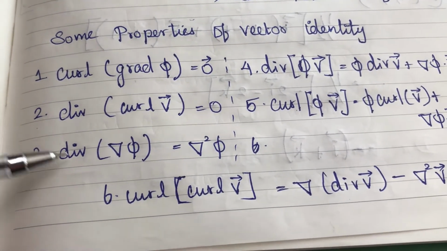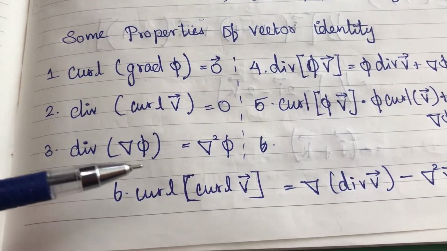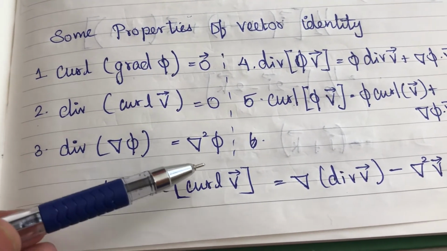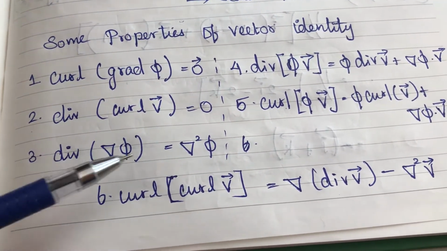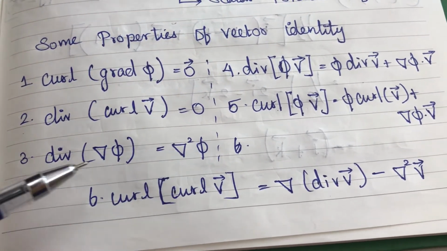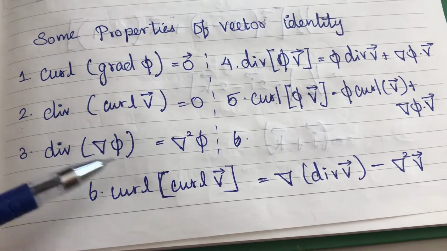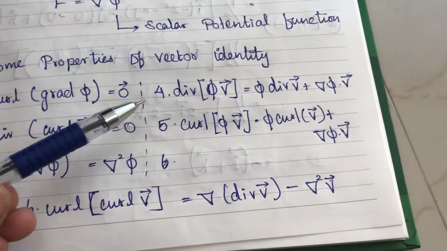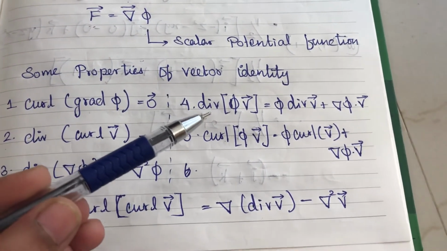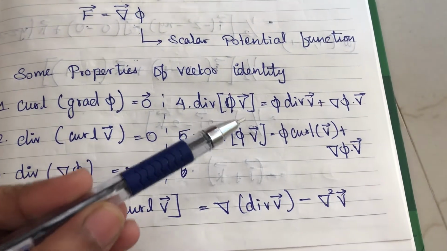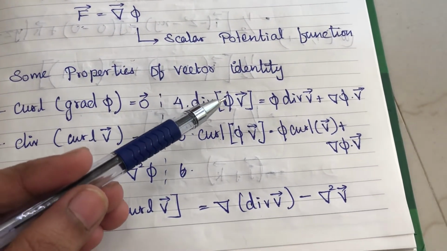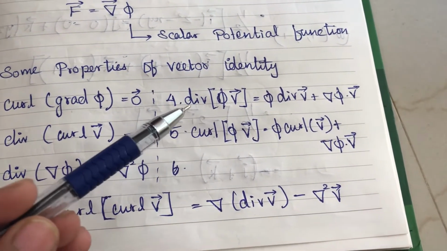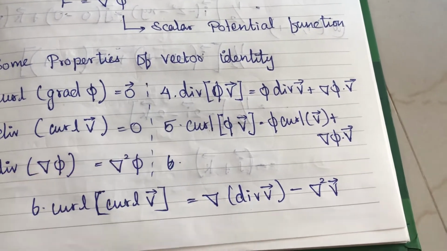Third one, the divergence of del phi. We are taking the divergence of del phi, which is always equal to del square phi, because the formula itself is del dot del phi, right? So the function itself has del, so it will become a square here, del square phi. And the fourth one is what? The divergence of phi v vector means we can just take phi outside. So phi into the divergence of v vector plus del phi dot v.